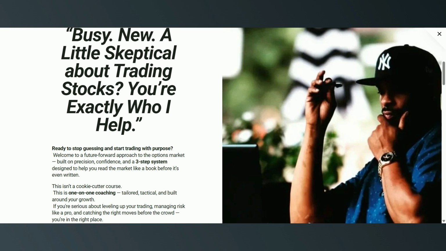Tilt sounds like, I need to make that back. I need to make some money. I want a revenge trade. Oh, I need this for my rent. This setup has to work. Have you heard this before? I'll just size up this one time. Sound familiar? Right.